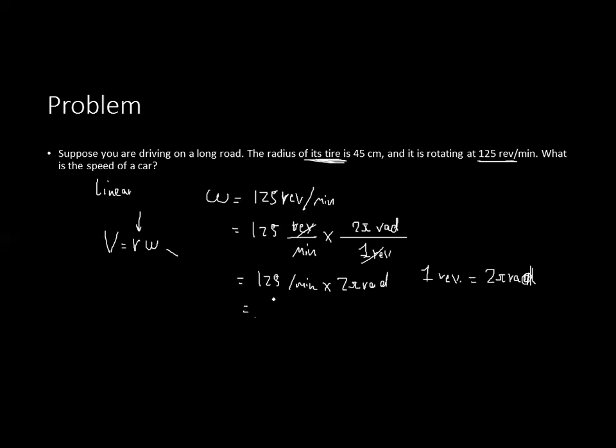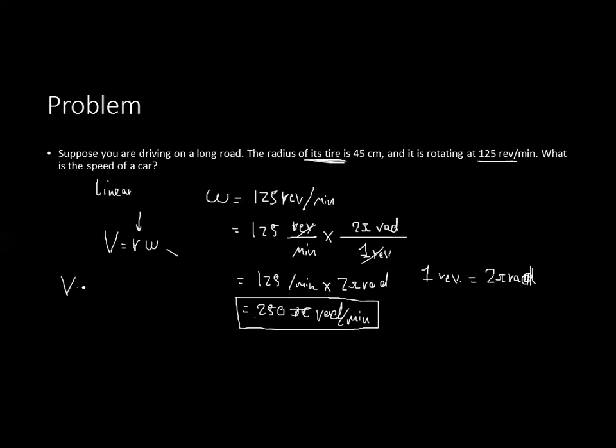So what will be your answer here? The answer here is you will have 200, am I right? Wait, 10, 4, 5, yeah, 250 pi radians per minute. So that is your angular speed, okay? That is your angular speed. Now we can substitute it here.